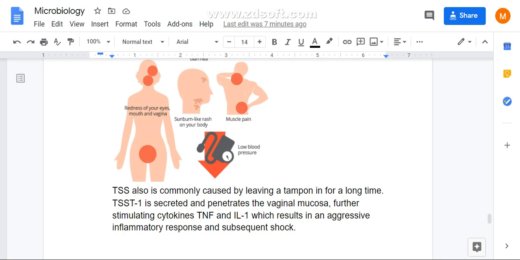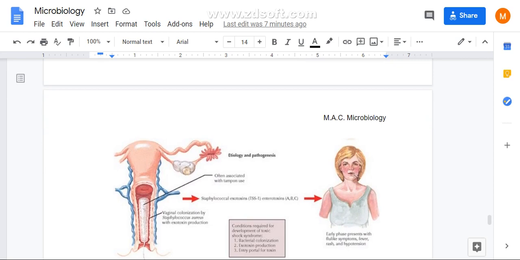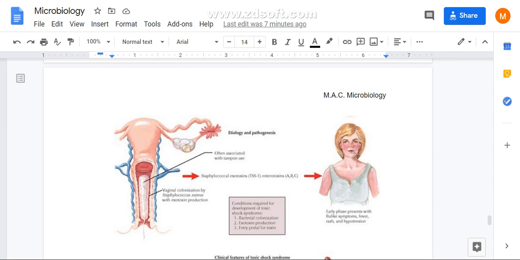right? So TSST-1 is secreted and penetrates the vaginal mucosa, further stimulating cytokines, tumor necrosis factor, and interleukin-1, which results in an aggressive inflammatory response and subsequent shock. I have a graphic here just to show this too. So you have the tampon. The tampon has Staph aureus on it, and it's an old tampon, right? So it's been in the vagina for a while now, and it's producing exotoxins, and then exotoxins can bore through the vaginal mucosa and cause disease.